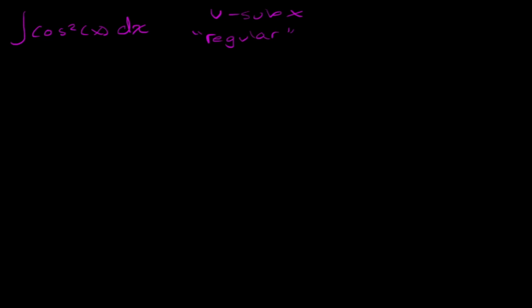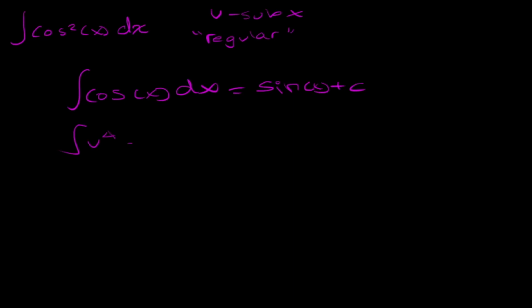Well, let's think about regular. So regular means something that we're familiar with, something that we just have to memorize. That's typically my definition of regular. So that includes things like the integral of cosine of x dx, which is, as I said before, sine of x plus c. The negative sign is when you take the derivative. And something like the integral of x to the 4 dx, that's going to be equal to x to the 5 over 5 plus c. So this is typically what I consider as regular.